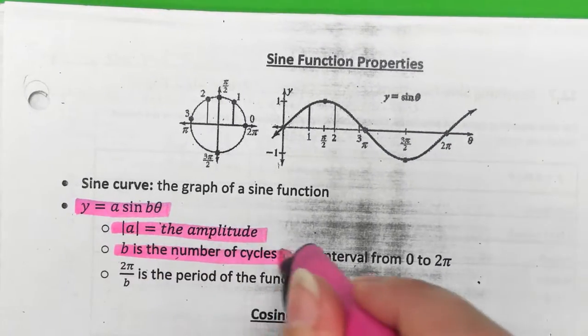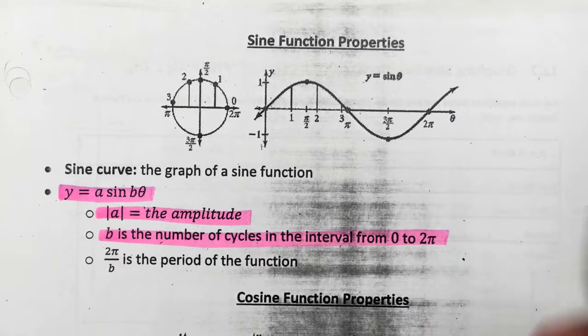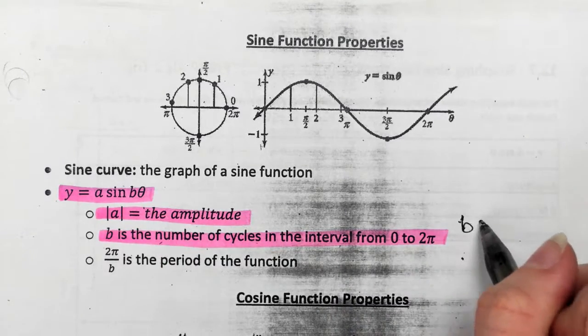All right, so A is the amplitude. B is the number of cycles in an interval. In other words, what's the number of cycles in an interval? Period. There you go. B is the period, if you want to write that down.